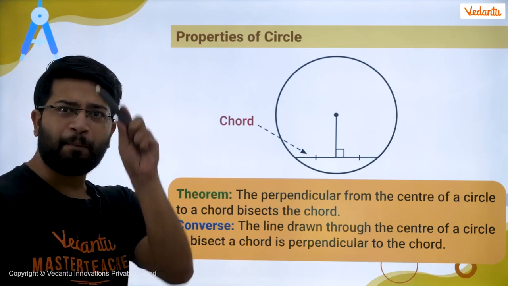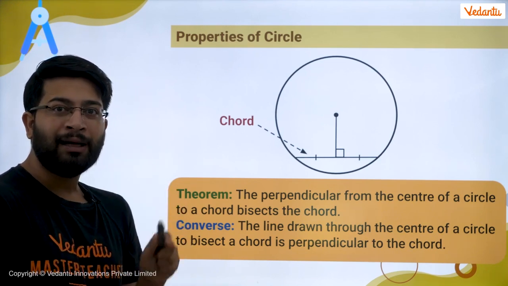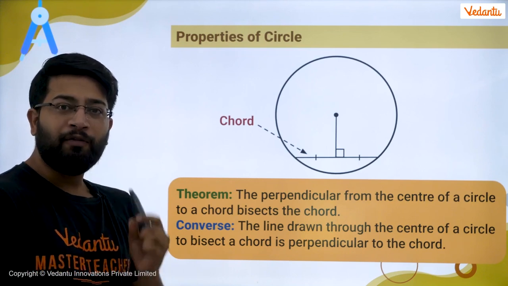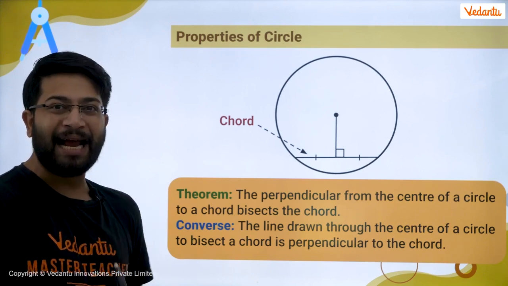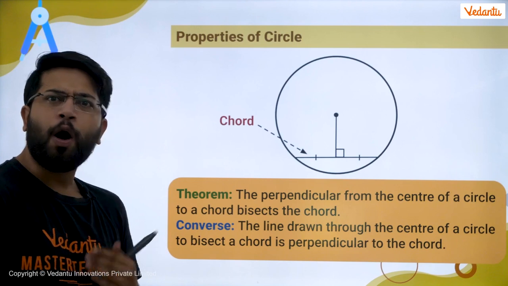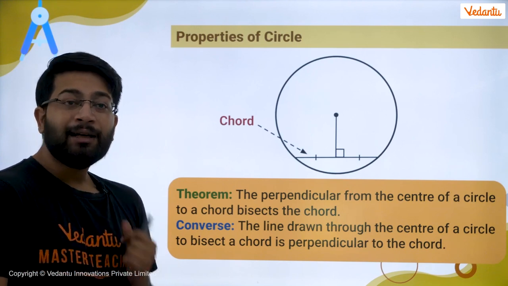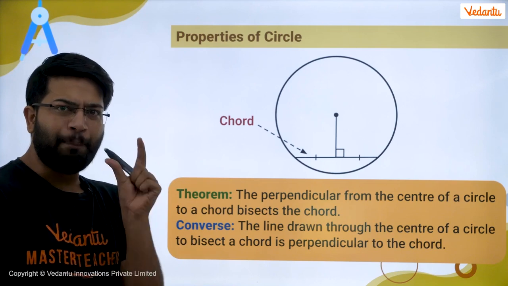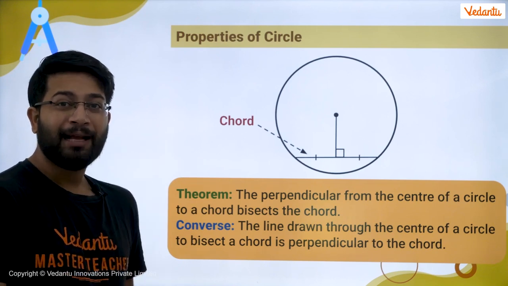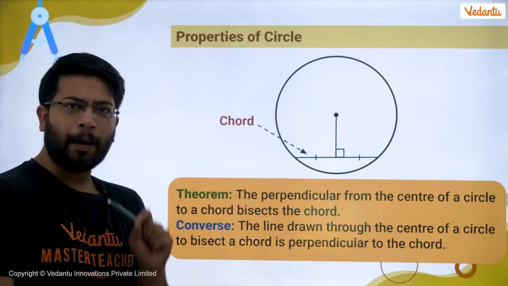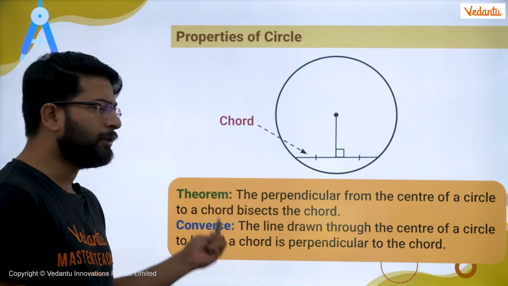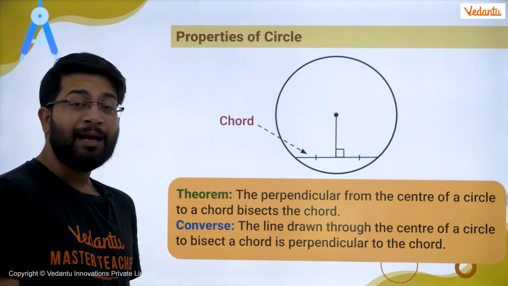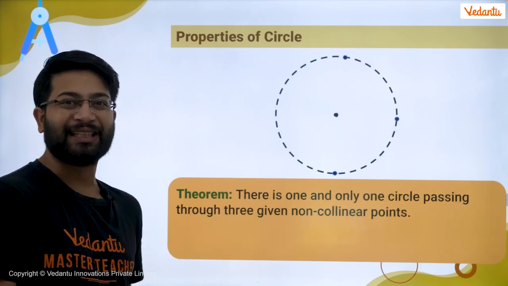If I am drawing a perpendicular from the center on the chord, then that perpendicular also will be the bisector of my chord. Or I can say that if a line from the center is bisecting my chord, then that line must be the perpendicular on my chord also. The very important property, and we have to apply it in many questions also.